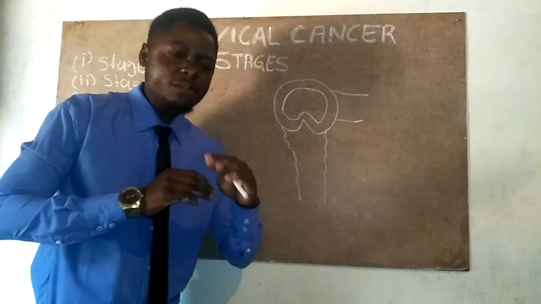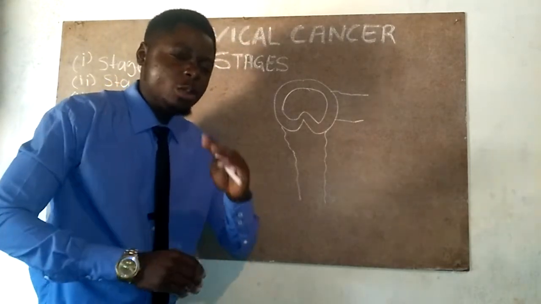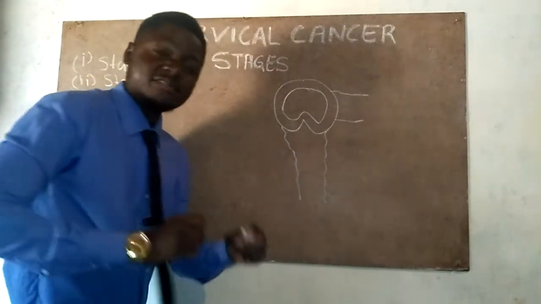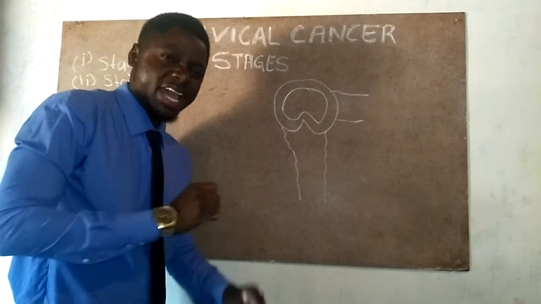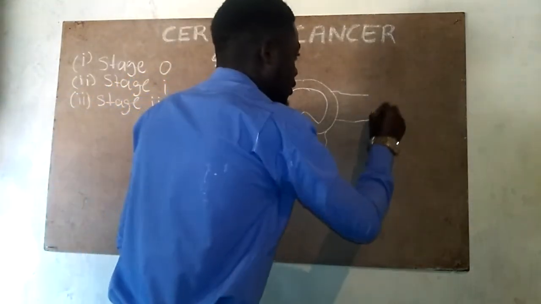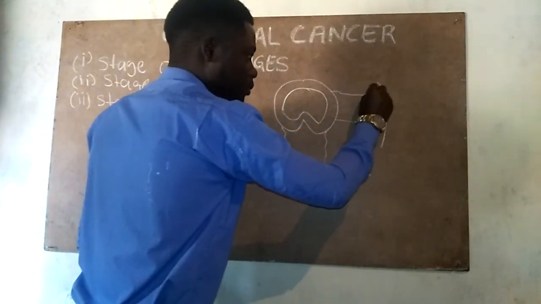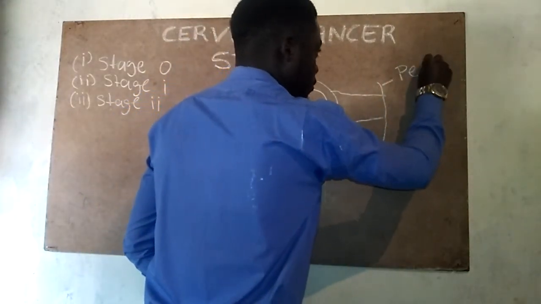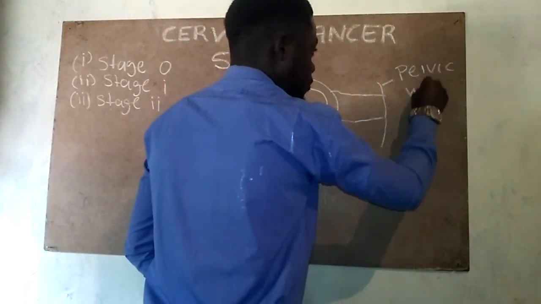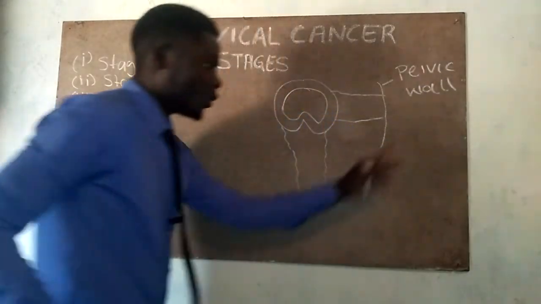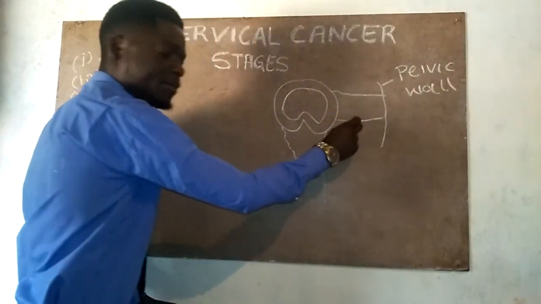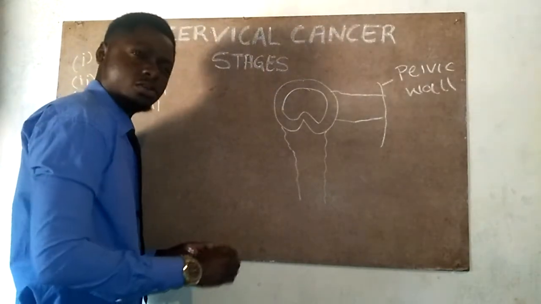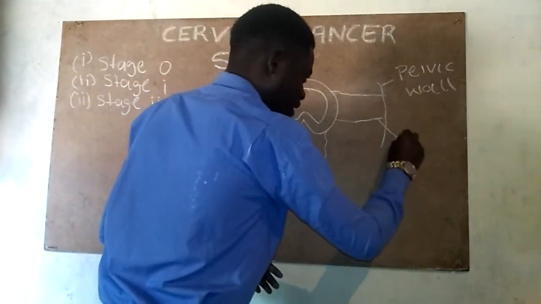So on top we have the broad ligament. Down there we have the transcervical ligaments, or the cardinal ligaments. So here is the pelvic wall. We have the pelvic wall and the ligaments, the transcervical ligament or the cardinal ligaments. So here are the cardinal ligaments.